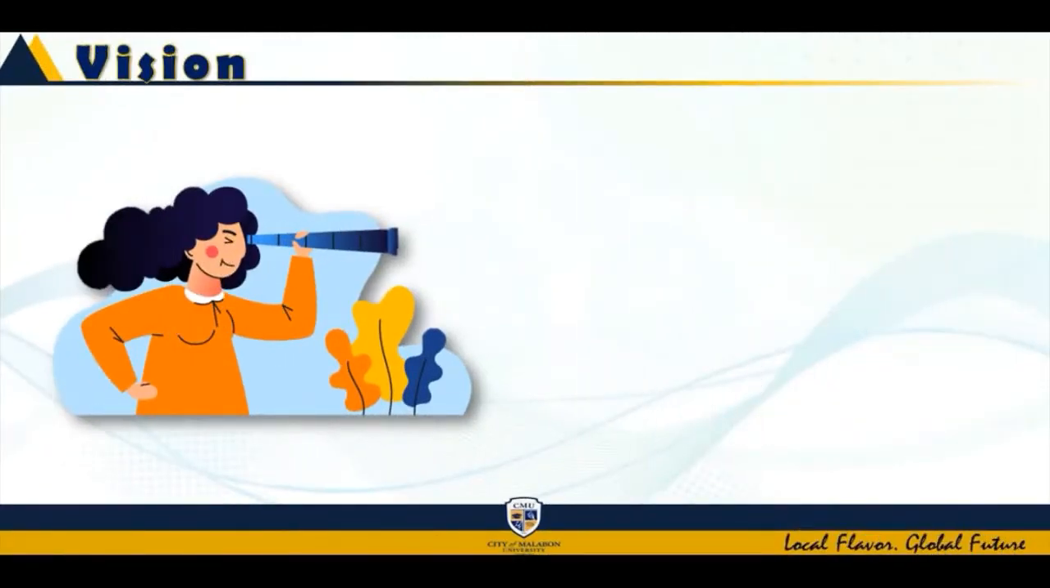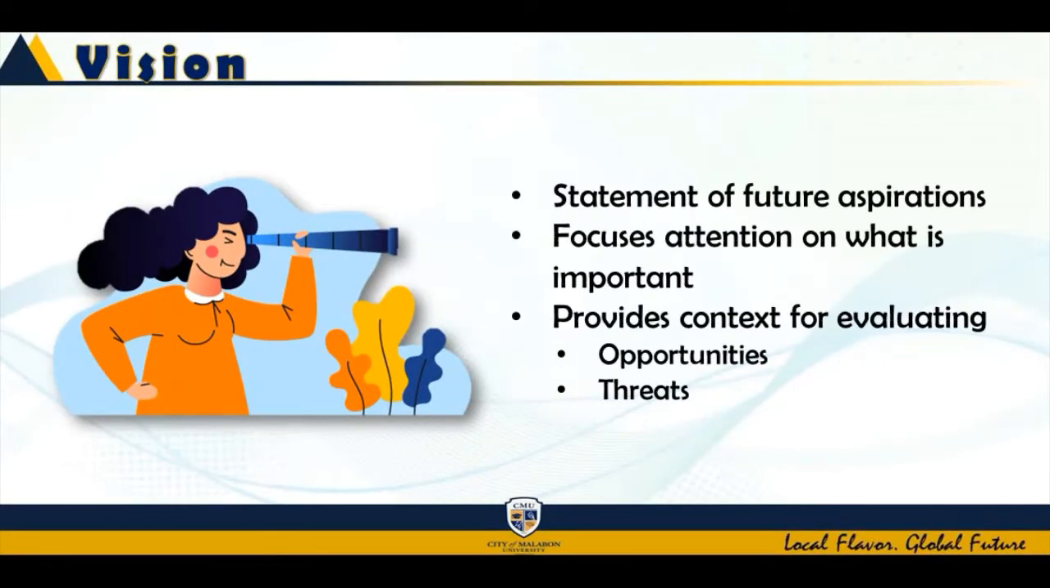Next, we have the vision. Vision is definitely a statement of future aspiration. Businesses need to focus their attention on what is important, to provide the context for evaluating their opportunities and also threats. The vision statement is typically written after the mission statement is completed. Why is it? Because the organization needs to know first what it is and what its purpose is before it can figure out what it will be in the future.